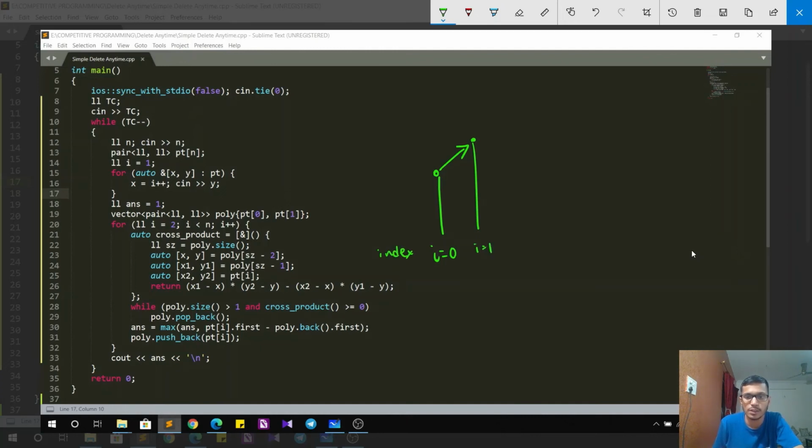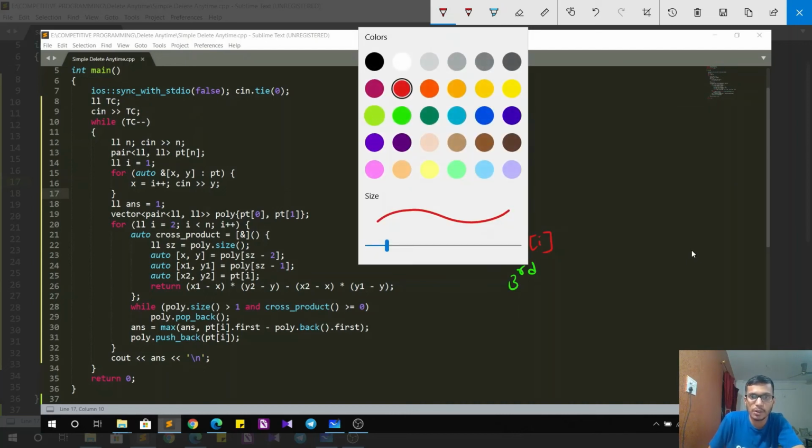This is i equals 1, so I start with i equals 2, that is actually my third segment. The third segment would be somewhere around here, let's say something like this. So what I do is I check that this current point is called pt of i, and I check whether this vector or this vector is better, that is, I take the cross product and check this. So how do I do that? I have some terminology for the same.